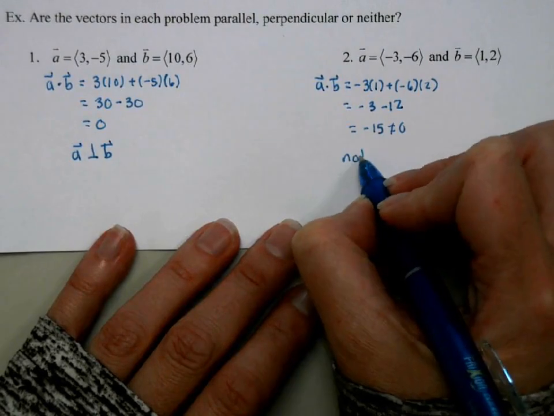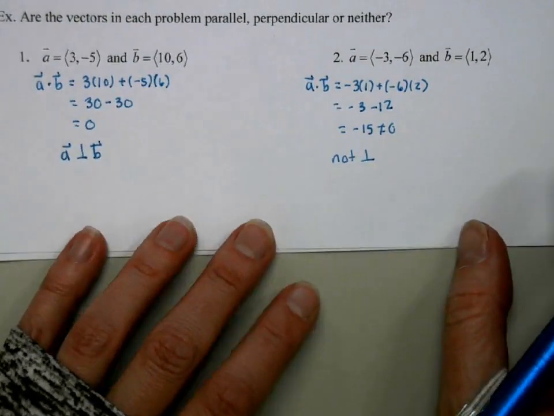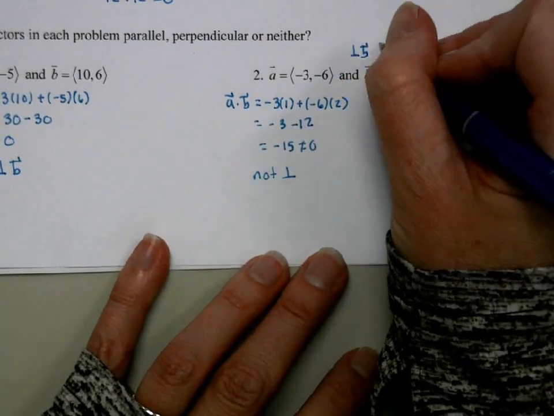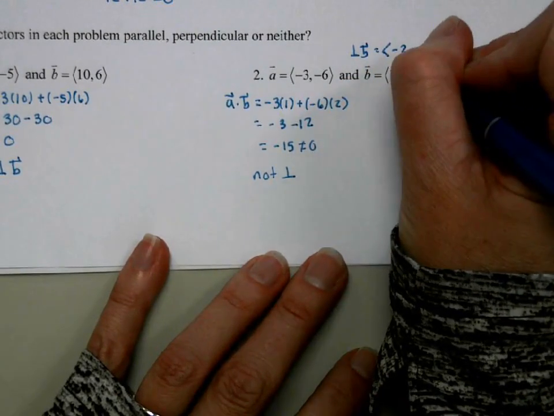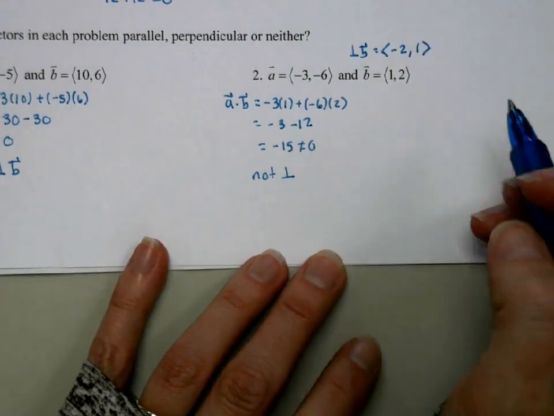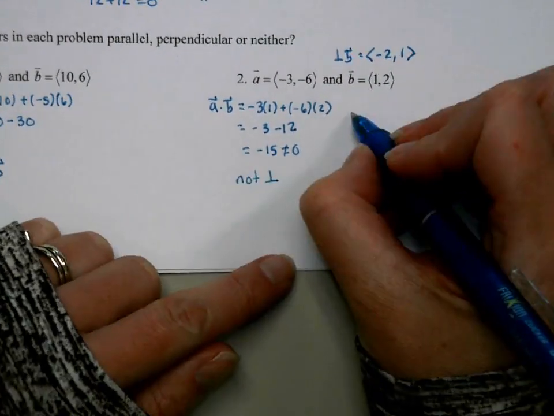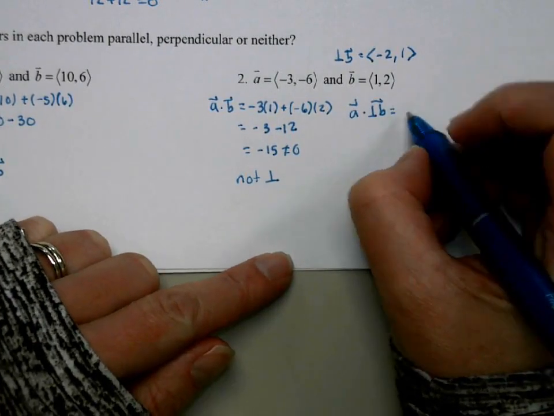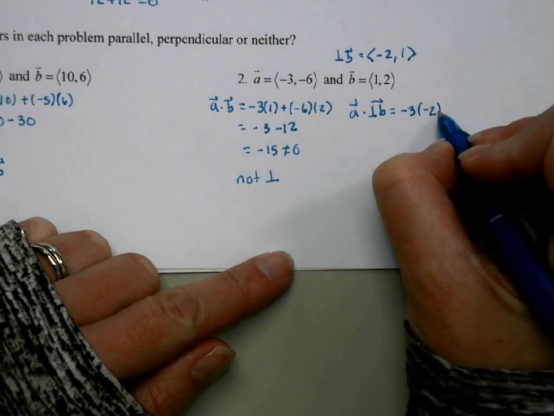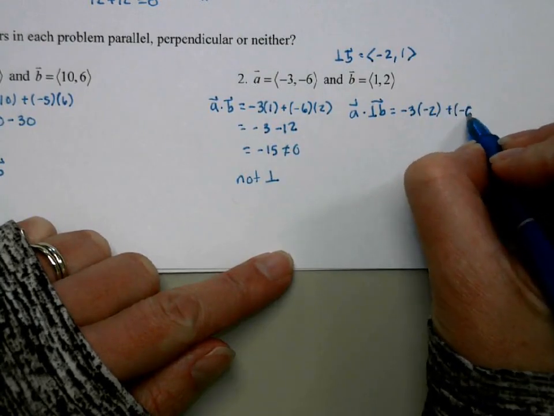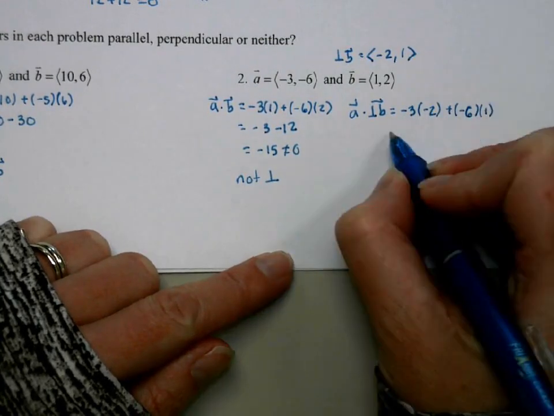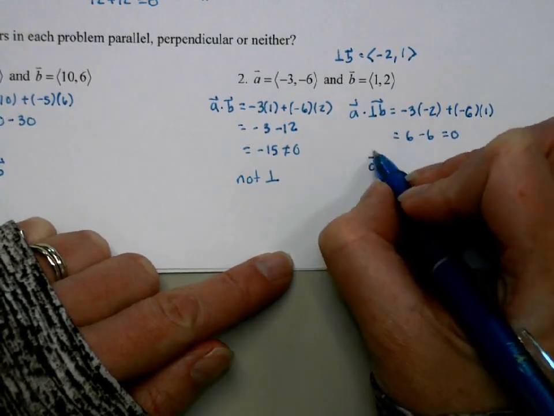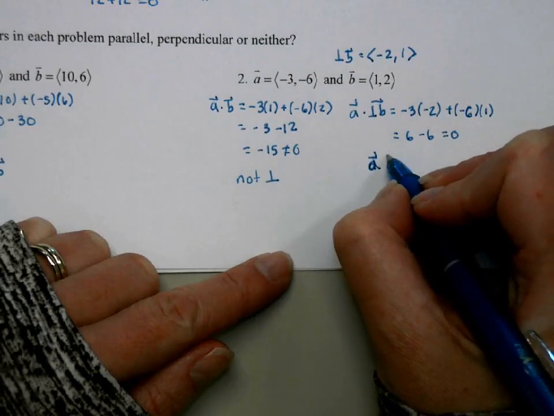So then I'll do this again. I'm going to create a perpendicular to one of these. I'll just make a perpendicular B. So switch x and y and make one of the signs opposite. We get positive 6 minus 6, which is 0. So A and B are parallel to each other.